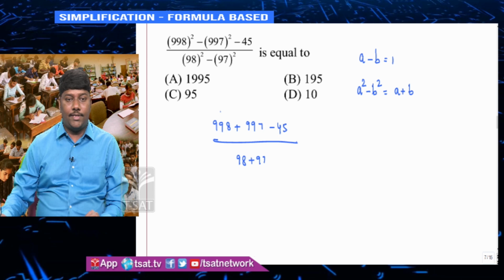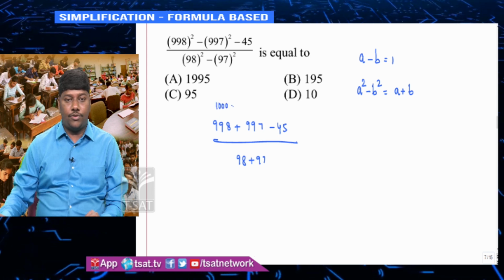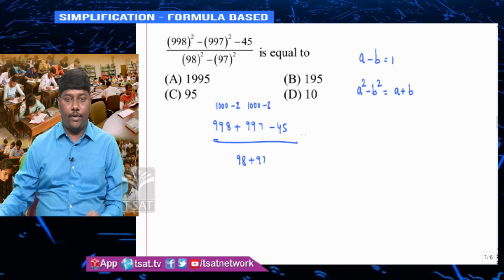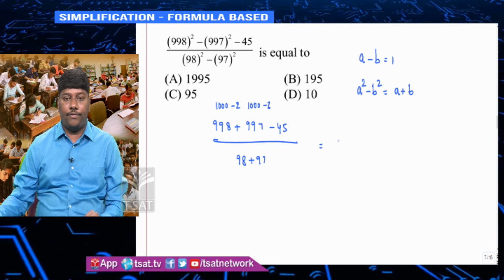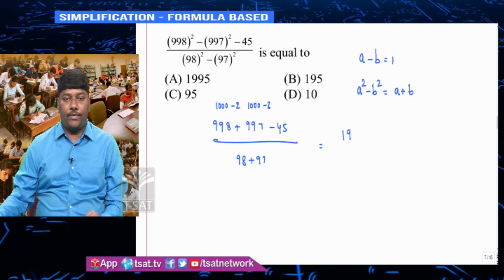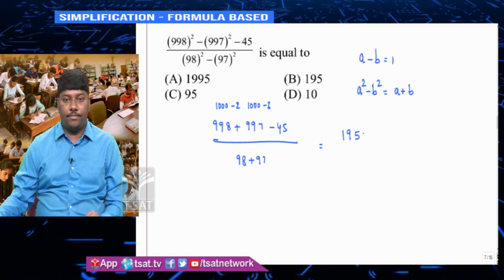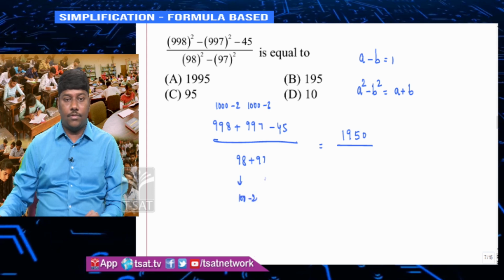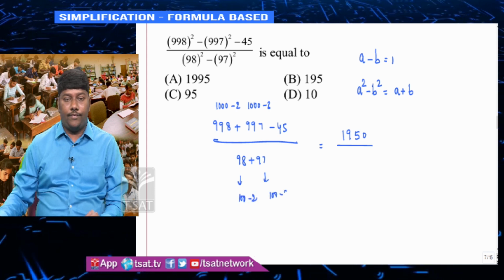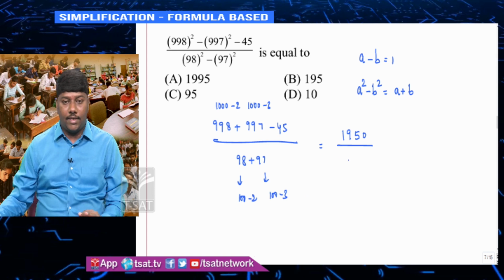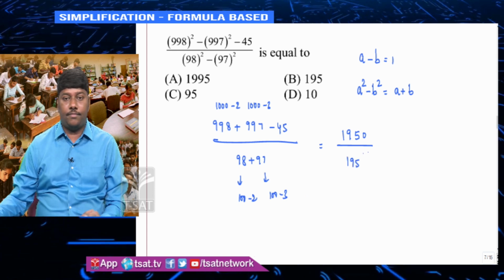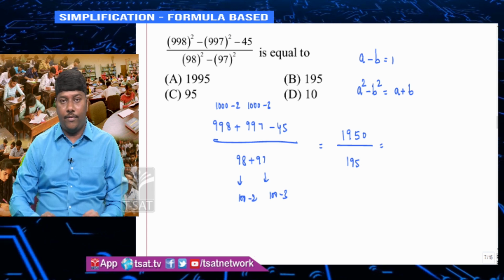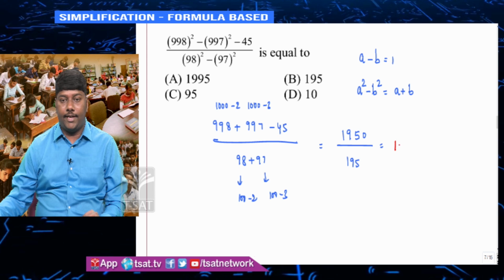So this is 2 less than 1000, therefore I can write 1000 minus 2, this is 1000 minus 3, this is minus 45, therefore 2000 minus 50, 1950. This one is 100 minus 2, 100 minus 3, therefore 200 minus 5, I can say 195. So your numerator is 1950 divided by 195, so it's clearly 10.